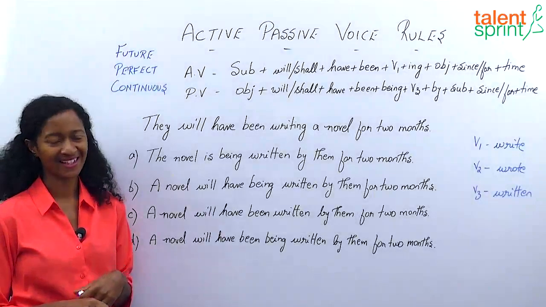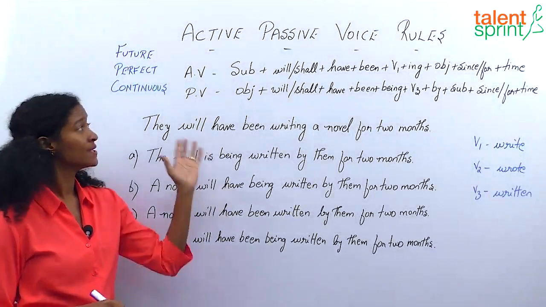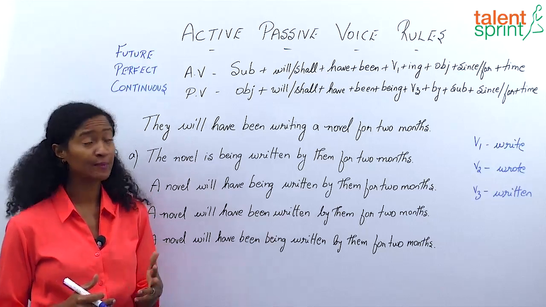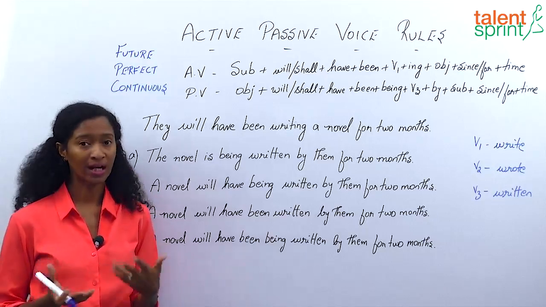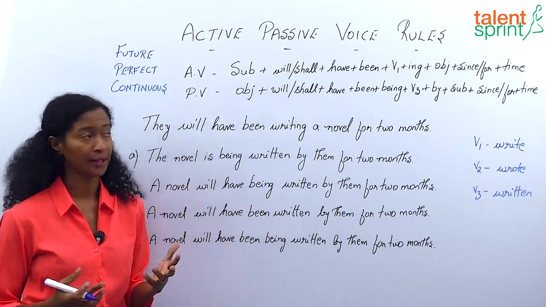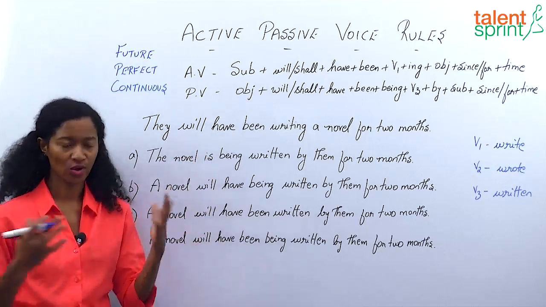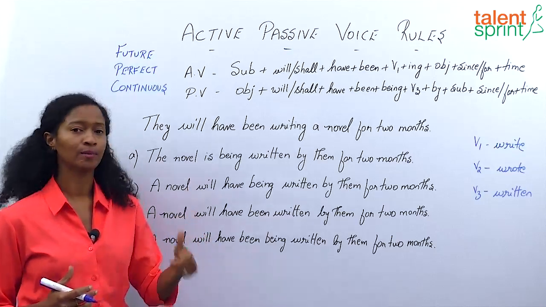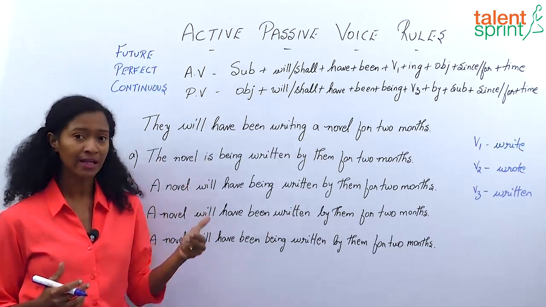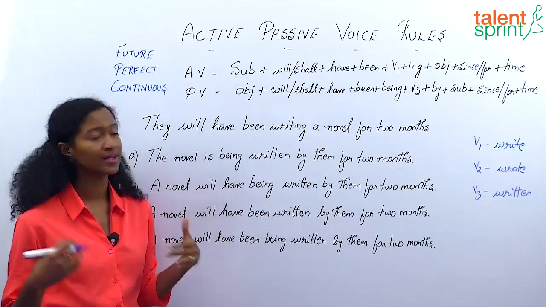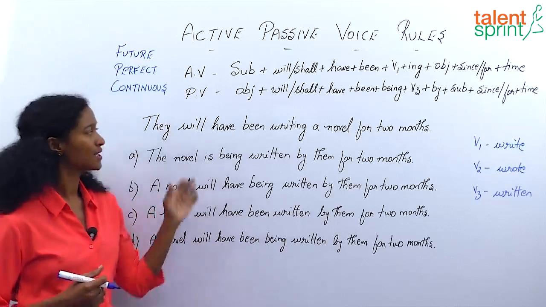Future perfect continuous tense. Let's look at the active form construction. Subject plus will or shall, and then have plus been, and then the verb 1 ing form of it, object, and then since or for, and then the time. The passive construction is obviously object, and then we have will or shall plus have plus been plus being plus verb 3, and then by the subject, and then since or for, time. Let's look at our question.